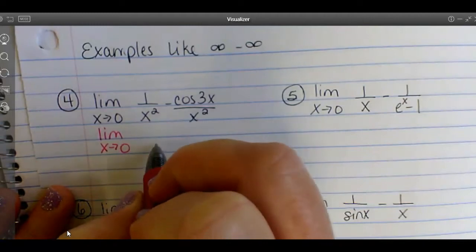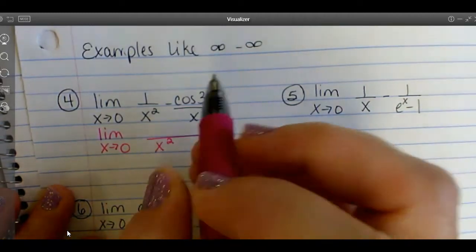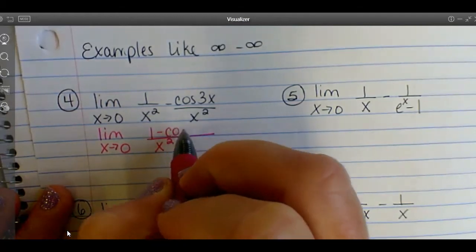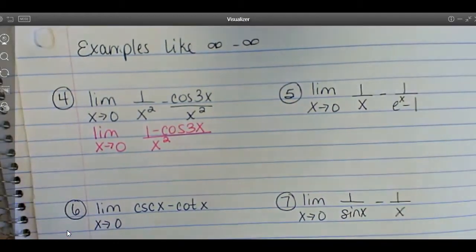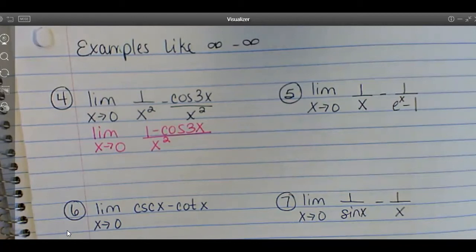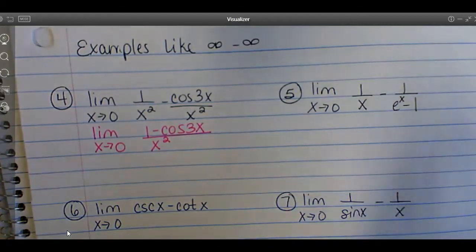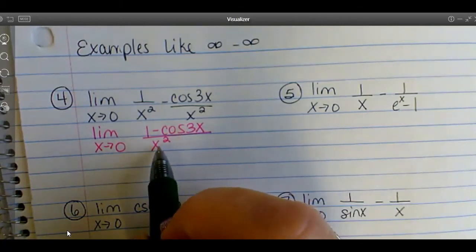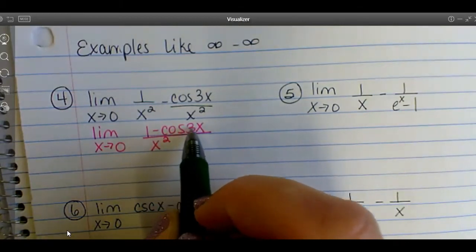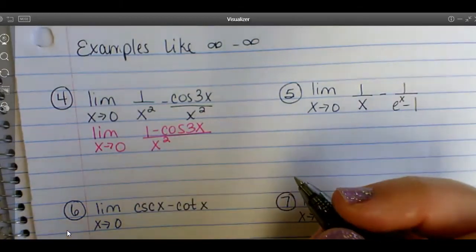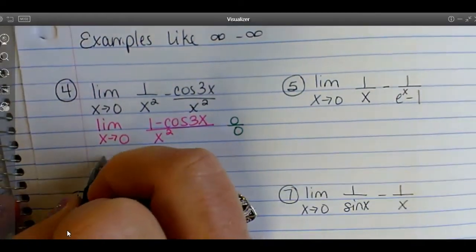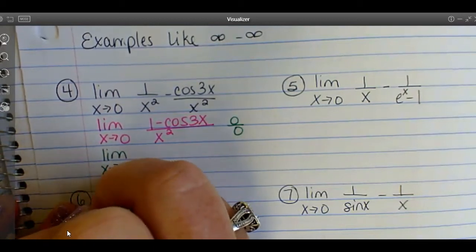Our common denominator is x squared. It's already there. If it wasn't, just make it, and then just make it into one fraction. Once we get a common denominator and make it into one fraction, then we can just solve it like we have been. So when we plug in 0 here, this would be 1 minus 1 over 0. So we've got 0 over 0. So we can go ahead and just do L'Hopital's rule.